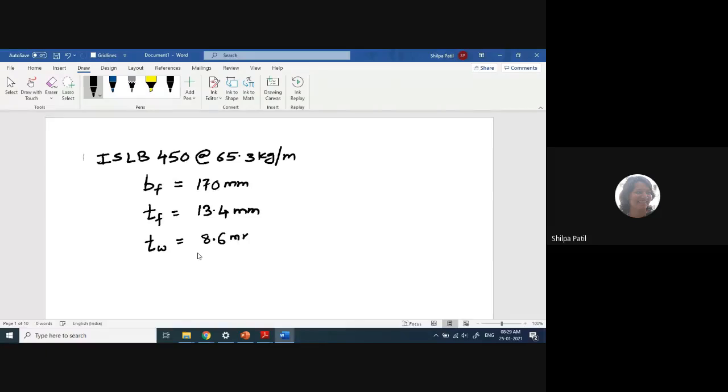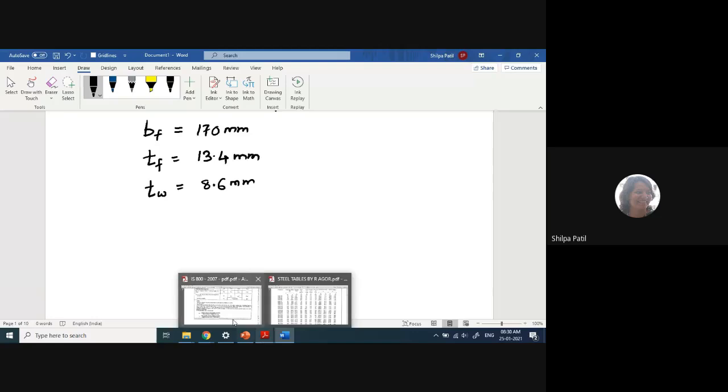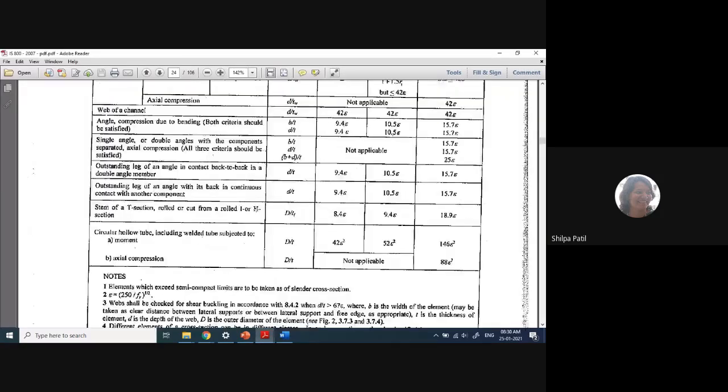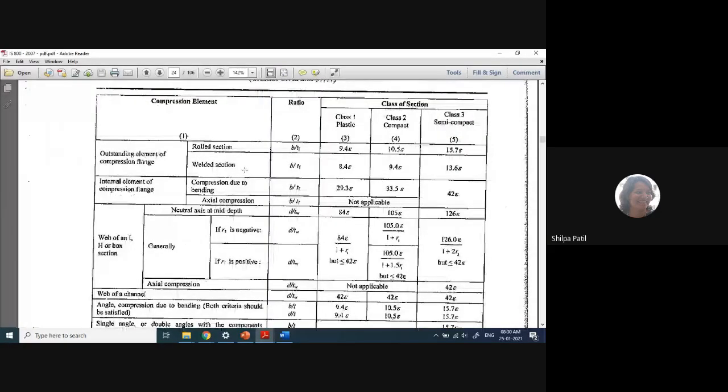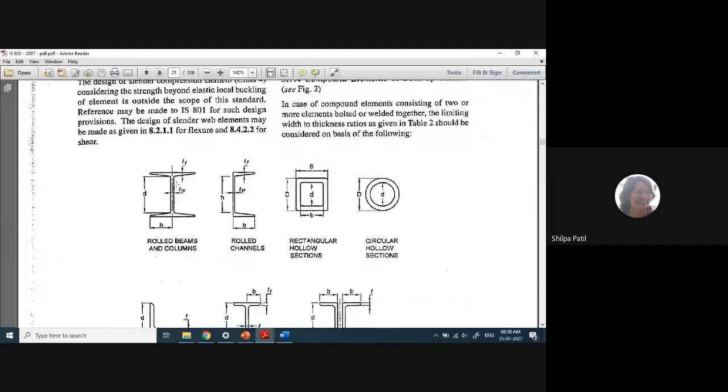8.6 mm. And we will require the depth of the web also. See, if I refer the code here, for finding the class of I section, I have to use two values. One is the outstanding element of compression flange and next is web of an I. Now in web of the I, I have to refer the d by tw ratio. So the d value is shown over here. Now this d value is not the overall depth of the section.